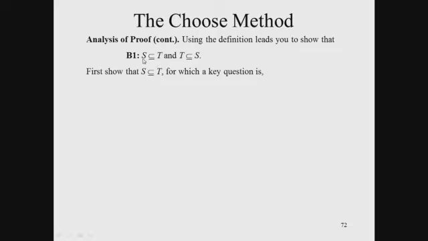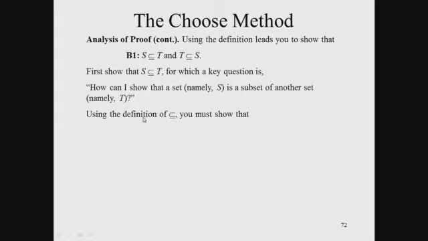Let's do the first one. Let's start by showing S is a subset of T, and later we'll come back and show that T is a subset of S. So let's just focus here on this one. Let's work backward from here by asking a key question. How can I show that a set is a subset of another set? Excellent. And how can you show a set is a subset of another set? The definition says that you must show that all the elements that are in S are also in T. So here's the new statement B2 that I hope you would be able to write down. You have to show that for every element x in the set S, x is in T.